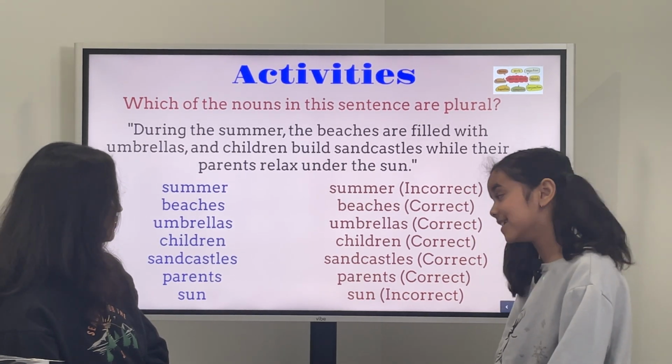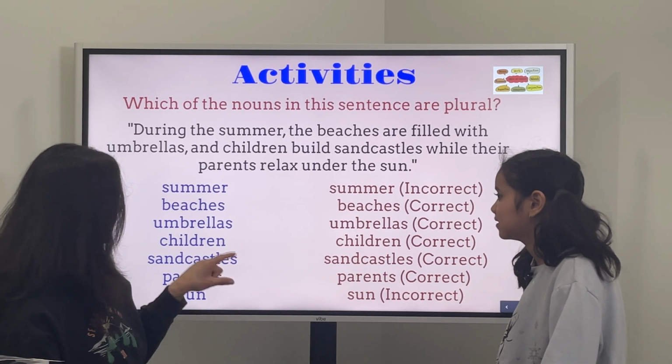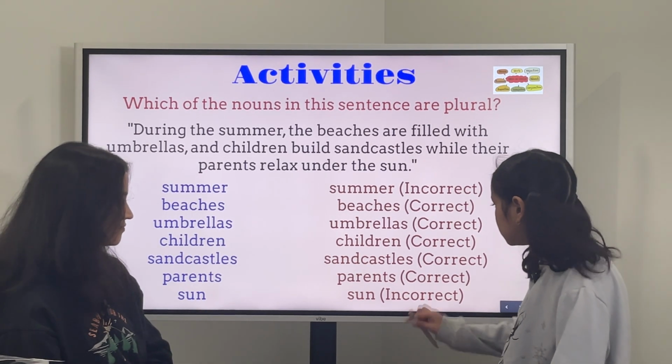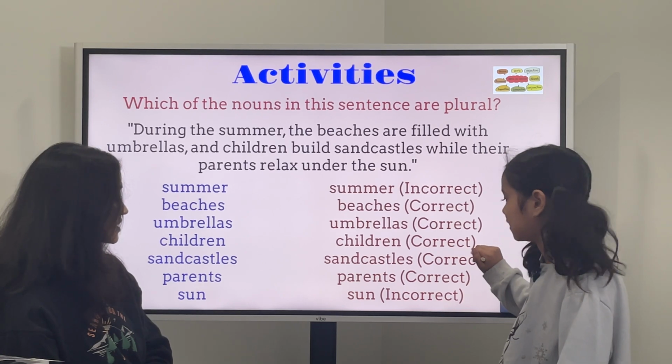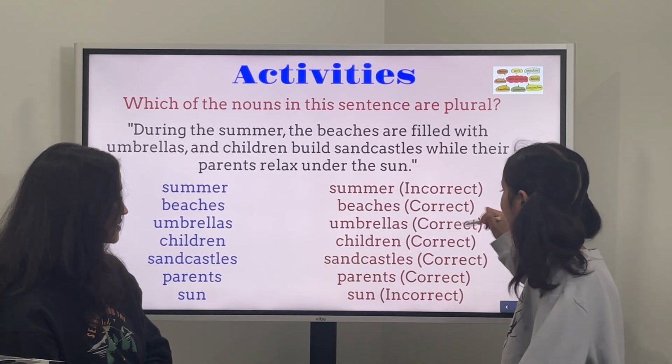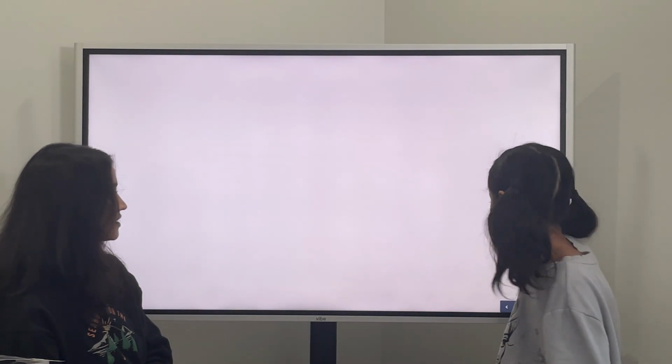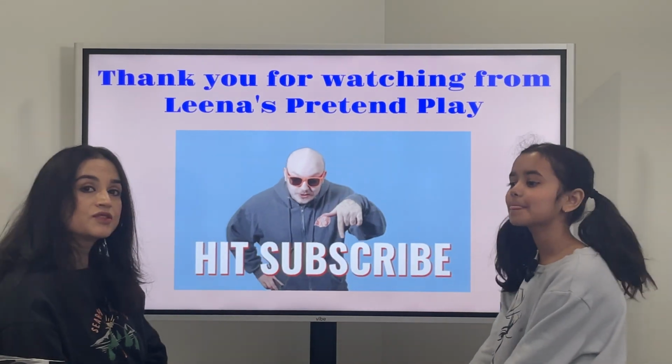Beaches, you're right. Umbrellas, you're right. Children, the irregular one here, correct. All of that I circled is correct. Oh, that's it. So that's all.